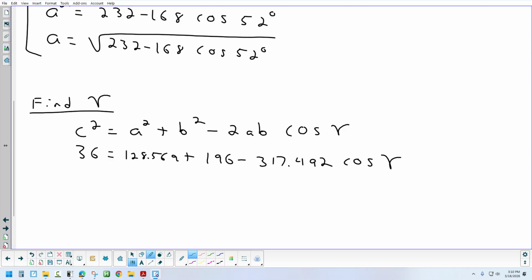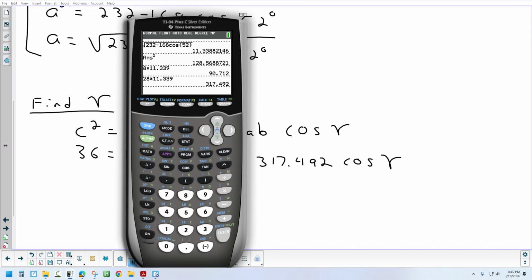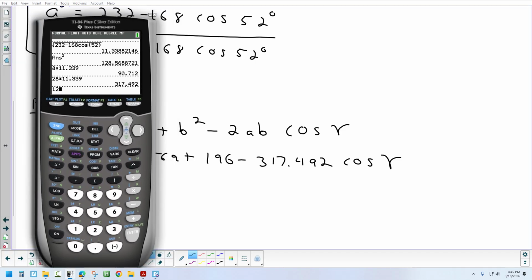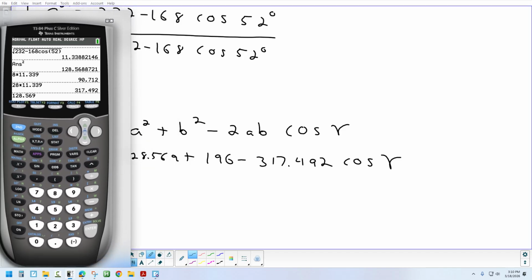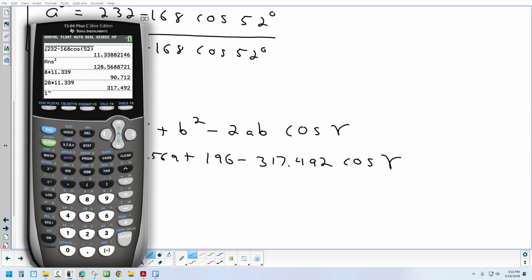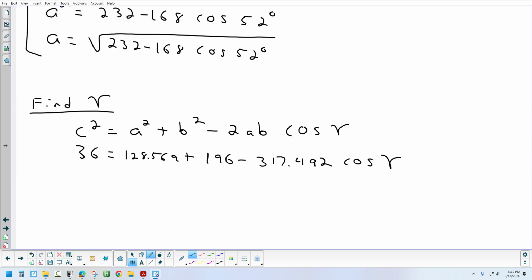All right, so now the variable is on the side with all the numbers, so we've got to simplify what we can and put everything on the left. What could I simplify on the right-hand side? 128.569 plus 196. Yep, we can add the first two together. So that's 324.569. Okay, that's all we did in that step was add those two.